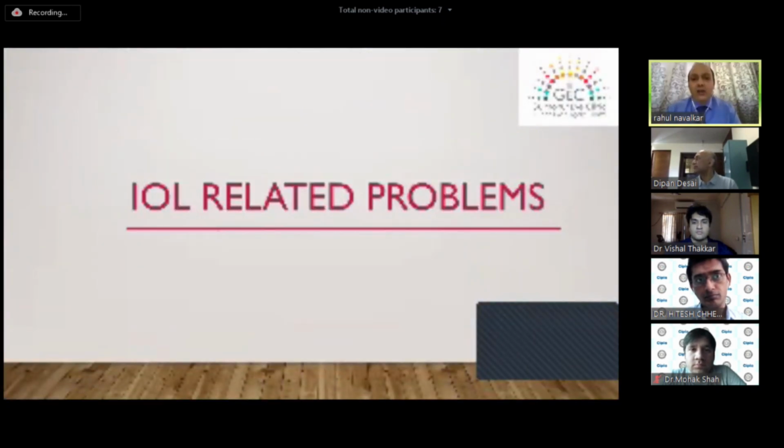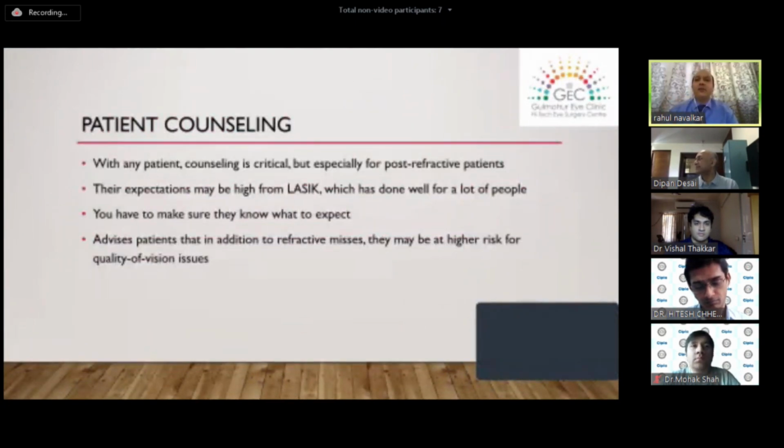So moving ahead to IOL related problems. What are these IOL related problems? We need to counsel patients in great detail, because you have to understand that they have very high expectations, because they have done LASIK, they have had spectacle-free correction. So you cannot just estimate from our end. You need to discuss with them what the possibilities are. You have to make sure that they know that there might be some kind of residual refractive error after the procedure, no matter what you do. So once they're counseled properly, they're not going to sit on your head immediately after the surgery.